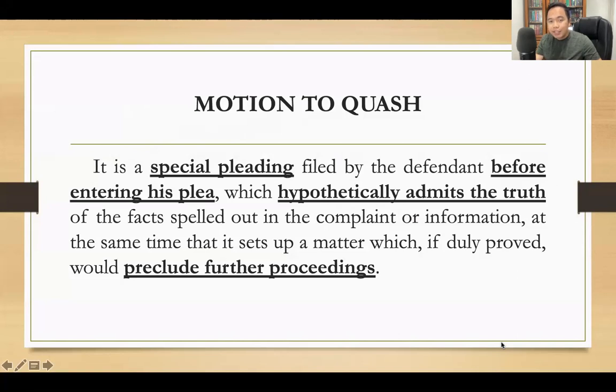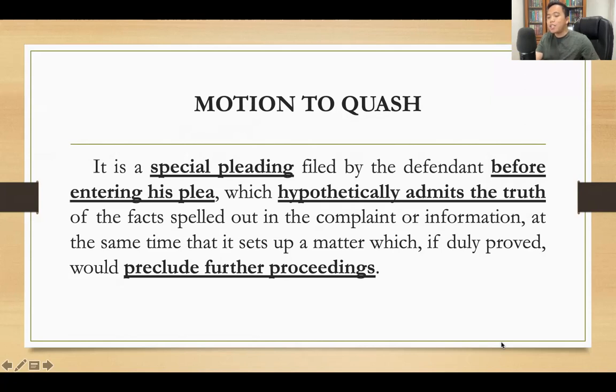Motion to quash is a special pleading filed by the accused wherein, before entering his plea, a motion to quash is filed, which will hypothetically admit the allegation of the information, and at the same time, it will set up a matter which, if duly proved, will preclude further proceedings. So a motion to quash is filed before arraignment. It must be filed before arraignment or before the accused enters his plea.